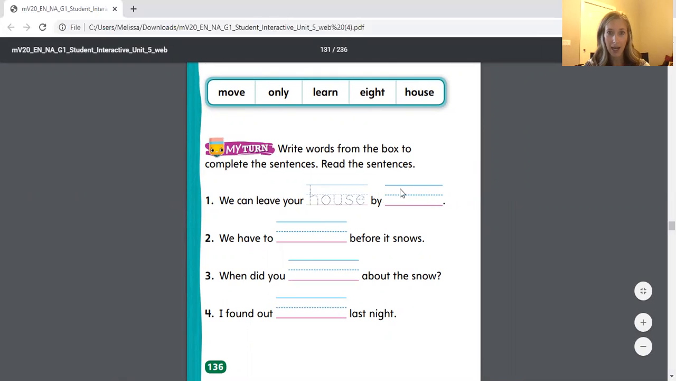We're looking for a time or a number. If you're thinking 8, you are right. We can leave your house by 8. Circle 8 or cross it off so we know we can't use that word.